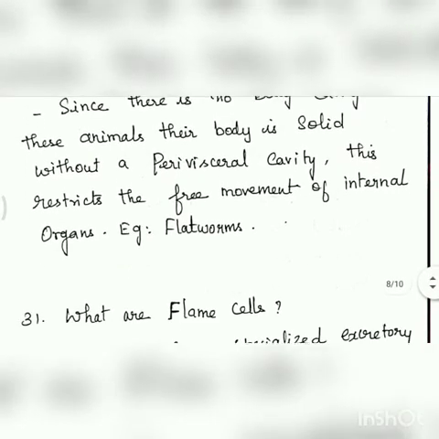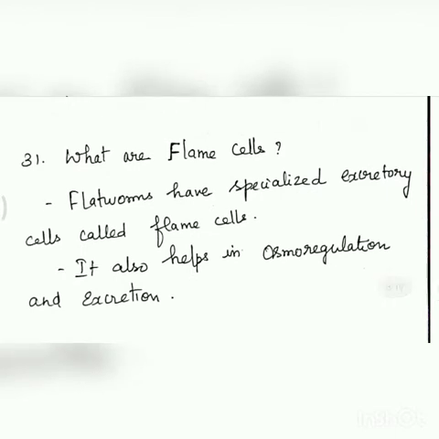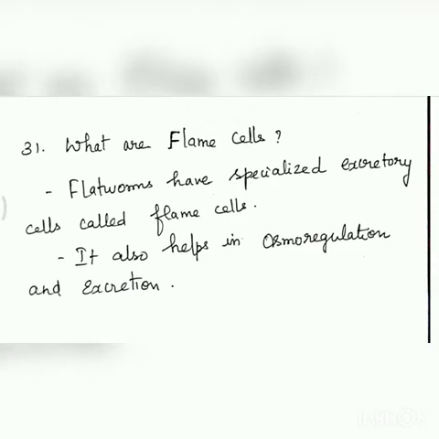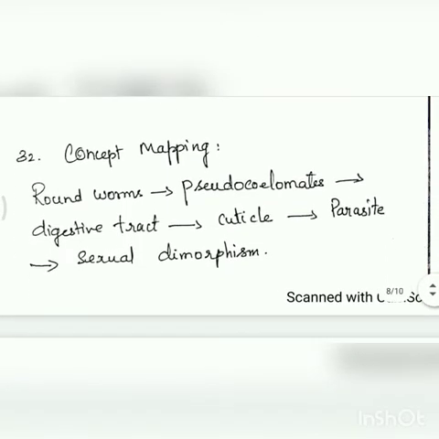Flatworms. Next, 31. What are flame cells? Flame cells are specialized organs which are helpful for excretion in platyhelminthes. That means flatworms. Flatworms have specialized excretory cells called flame cells, which are also responsible for osmoregulation and excretion.